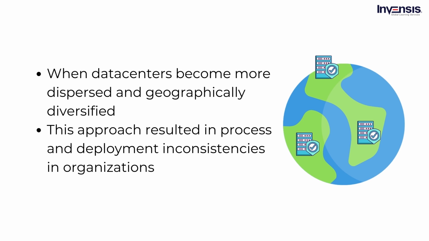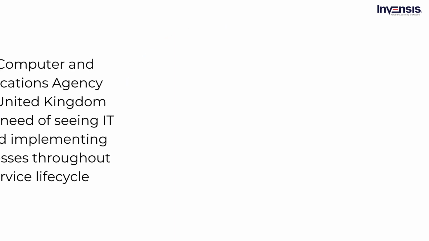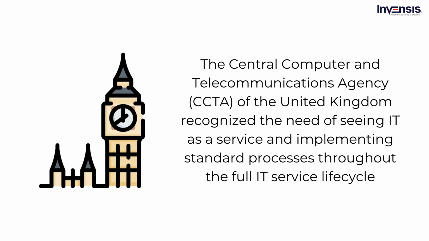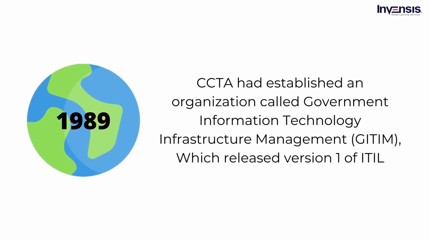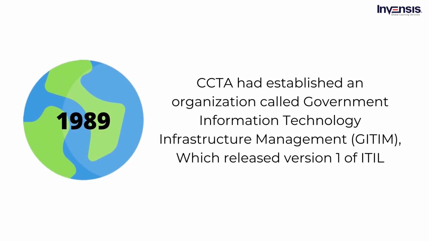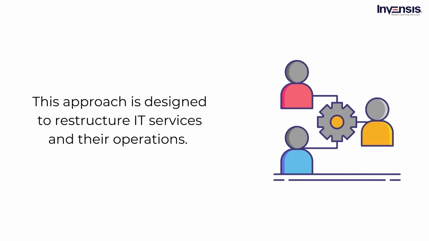To resolve these inconsistencies, in 1989, the Central Computer and Telecommunications Agency, CCTA, of the United Kingdom recognized the need of seeing IT as a service and implementing standard processes throughout the full IT service lifecycle. CCTA had established an organization called Government Information Technology Infrastructure Management, which released version 1 of ITIL. This approach is designed to restructure IT services and operations. There are certain drawbacks. To improve this, ITIL is further released with the latest versions, so let us discuss the other versions in detail.